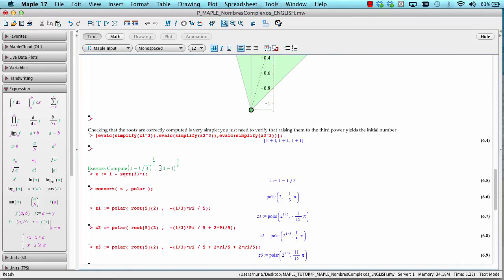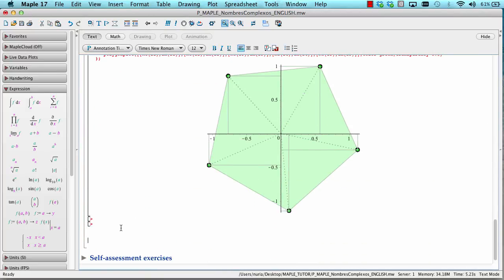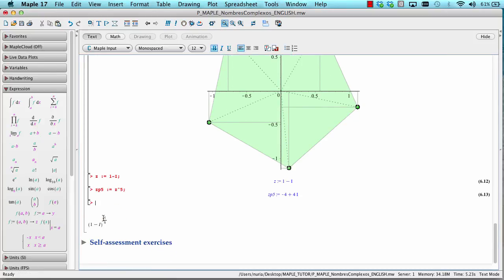So let's do the other exercise, which is this one. I'm going to copy it here so that we can see it. Here we have to compute the fourth order root, but then we also have a power 5. So we start with 1 minus i. We compute z to the power 5. Now we have to convert this number to polar in order to do roots.